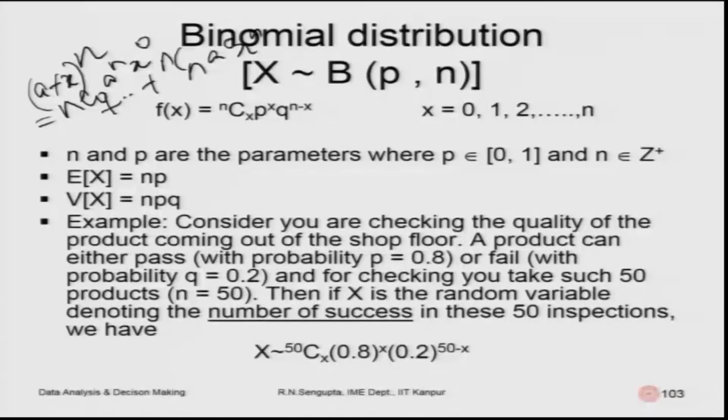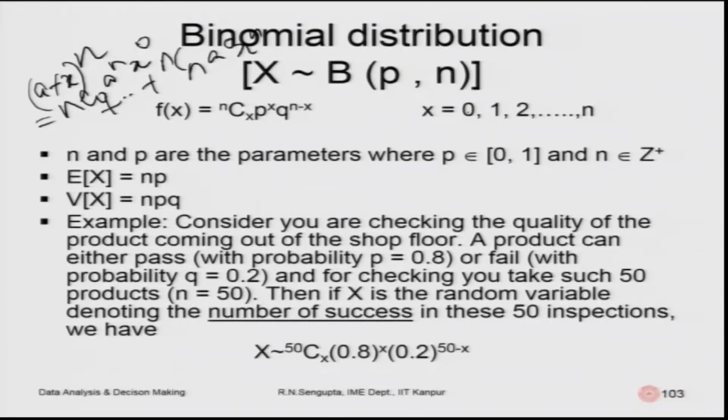Now, here n and p are the parameters and the random variable is x. b is the binomial distribution, and the parameters are p and n. Now, p is the probability of the good thing or the bad thing, however you denote it, or yes or no. If p is for yes, then the probability of no would be 1 minus p. If p is for no, then the probability of yes would be 1 minus p, whichever way you denote. Now, f of x is given by NCx p to the power x q to the power n minus x, and the x values are from 0 to n.